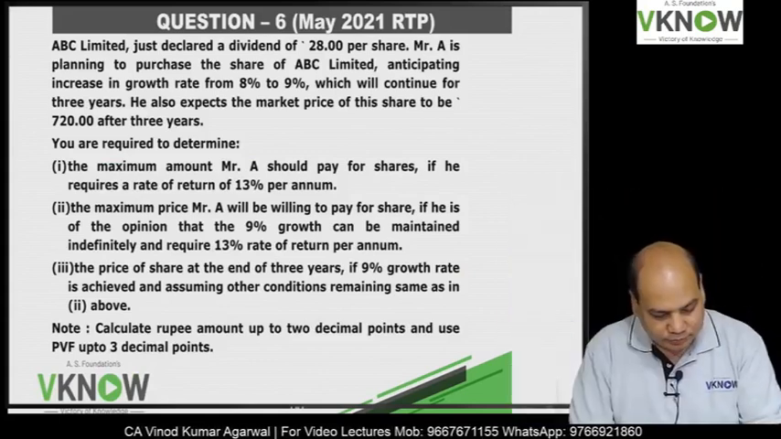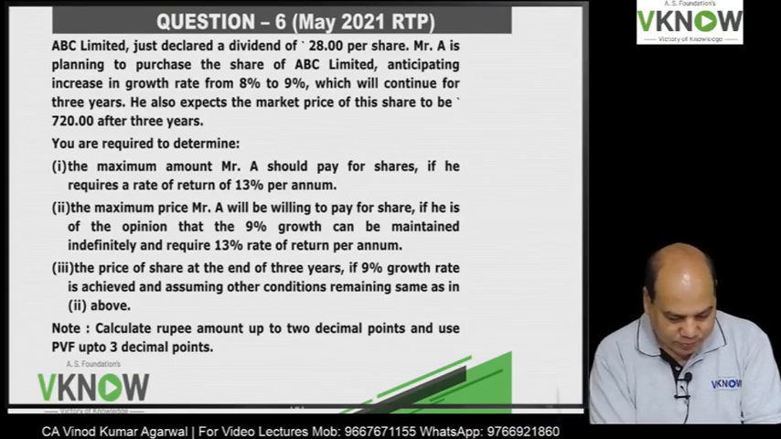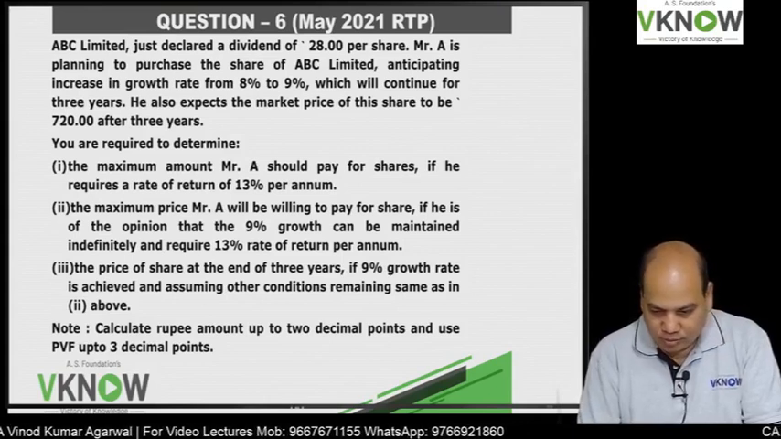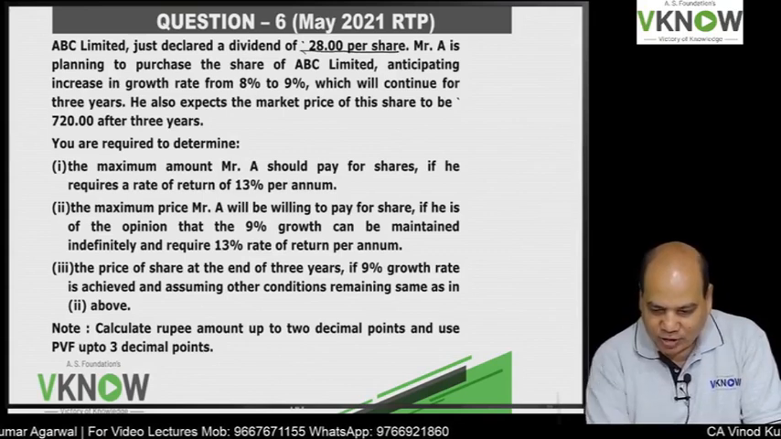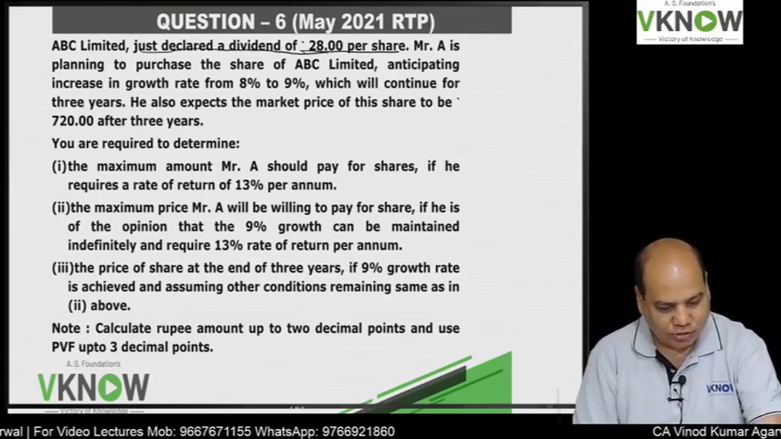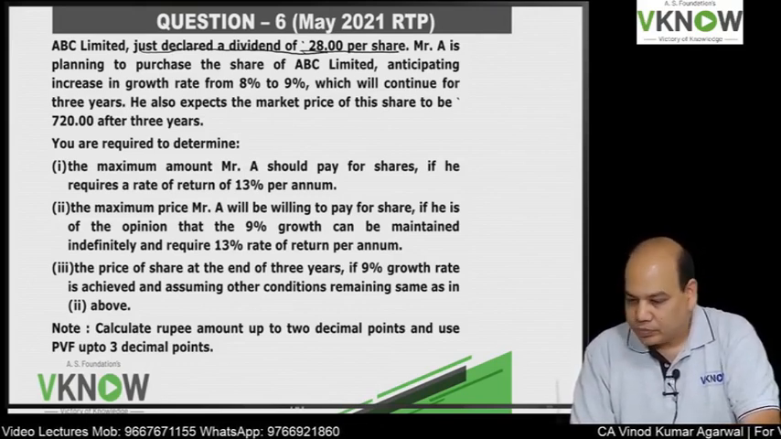ABC Limited just declared a dividend of rupees 28 per share. Underline this 28 rupees. Just declared means D0.